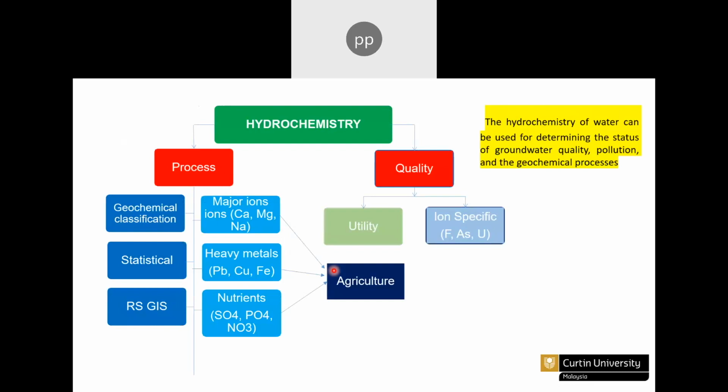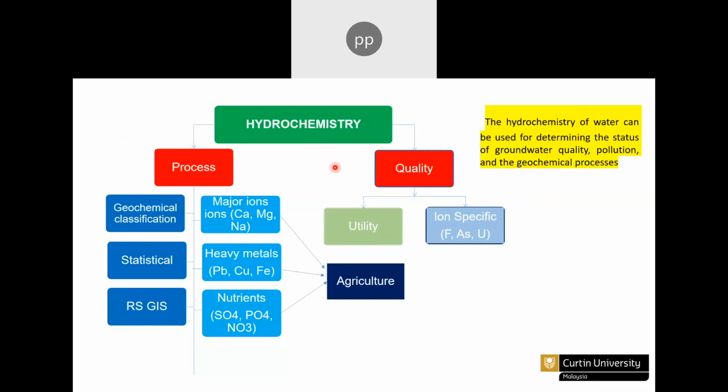Okay, so if you want to deal with water quality, of course there is one subject we call hydrochemistry. Hydrochemistry is basically used to determine the status of groundwater quality, and not only groundwater quality but also surface water quality, pollution status, and geochemical processes. This is a very important subject that is not only for agriculture. If you want to deal with water quality and the processes that control it, then you can think about hydrochemistry. Hydro means water, and chemistry means the composition present in the water.